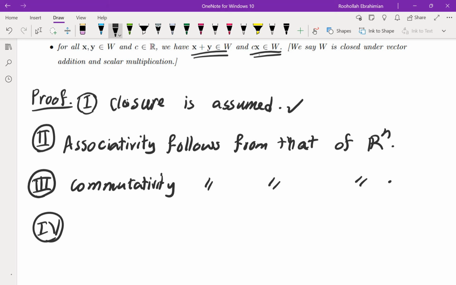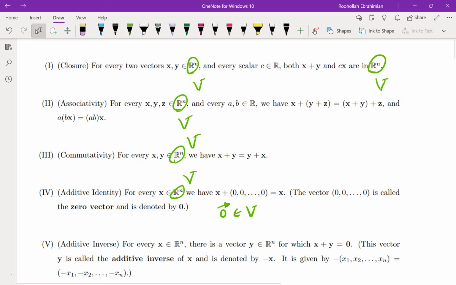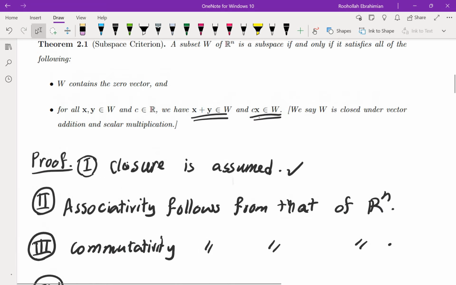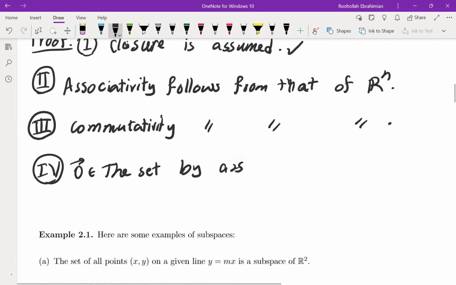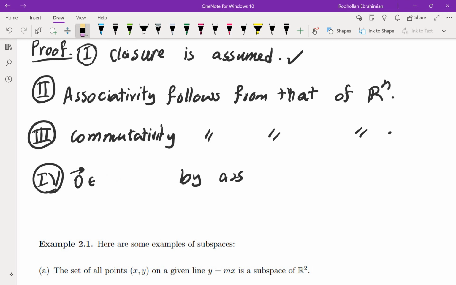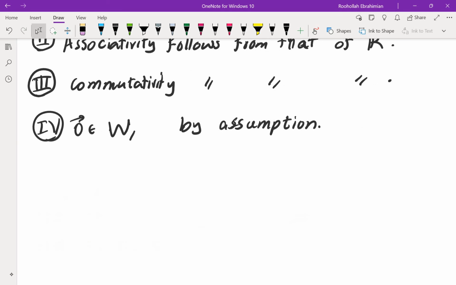So let's look at property number 5. If we look at the properties, the 5th one is additive identity. So additive identity means 0 is in V, and this is an assumption. So 0 is in the set by assumption. What did I call this set? I think I called it W. So let's put it this way. 0 is in W by assumption. That was one of the assumptions that we had. So additive identity is in W because of the assumption.